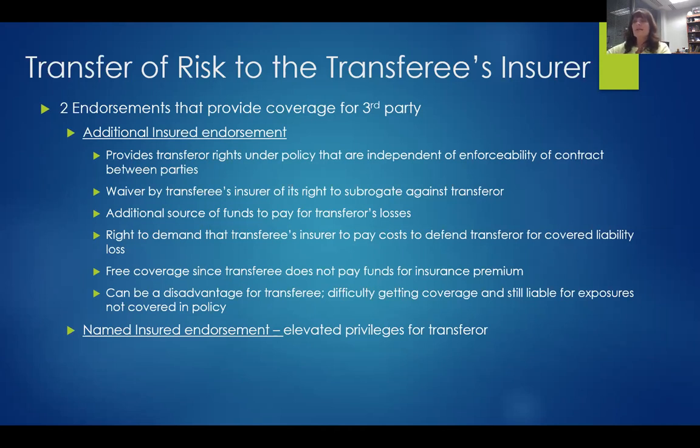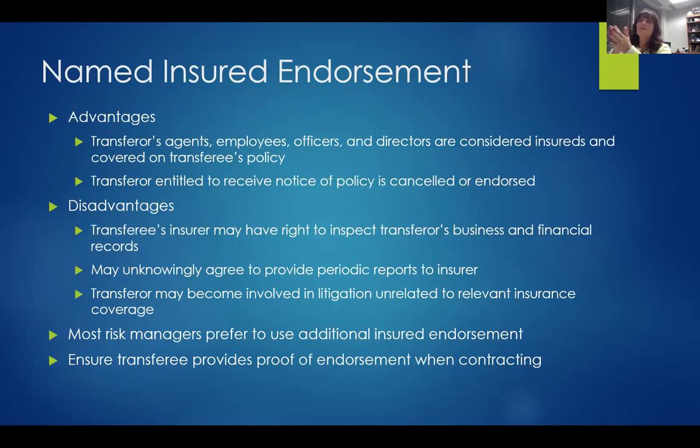The second one would be the named insured endorsement, which actually gives more elevated privileges to the transferor or the business owner. And so we'll talk a little bit about that. The major advantage of being a named insured is that your agents, your employees and officers and directors would be considered as insured on the transferee's policy, which is additional coverage. You're a higher level party on the contract. The transferor or business would be entitled to receive notice of any cancellation or endorsement. So if they decide to cancel the policy, you'd be one of the first ones to know.